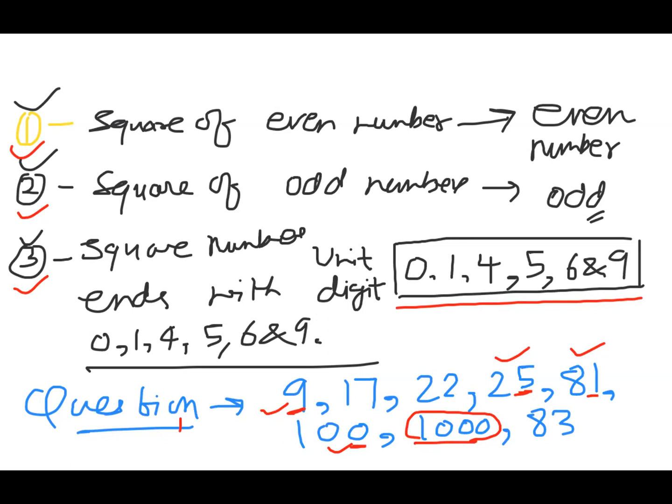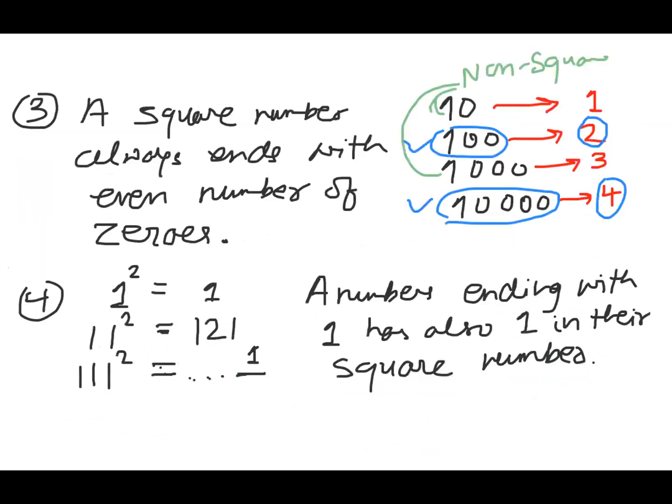Okay. If no problem, then look at these 2. Any confusion in these 2? The square number always ends with an even number of zeros. Your number is even. And a number ending with 1 also has 1 in the last digit of its square number.